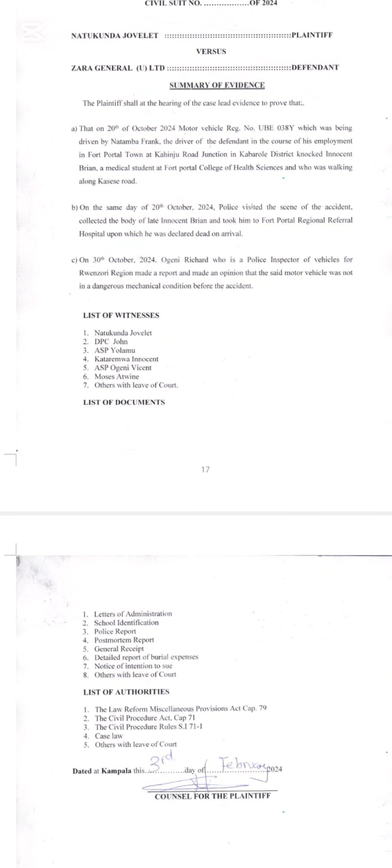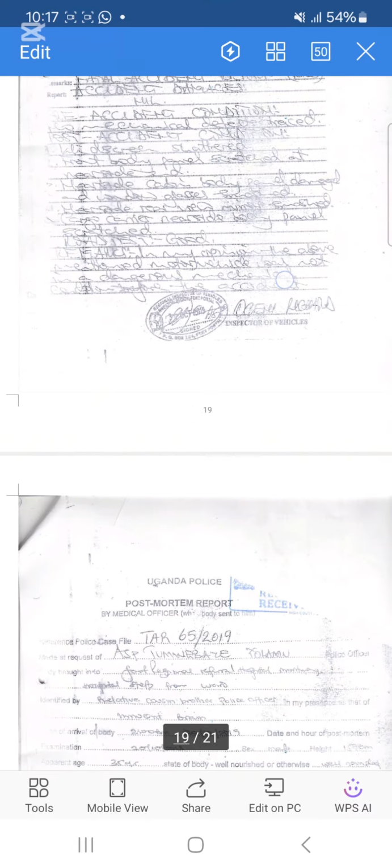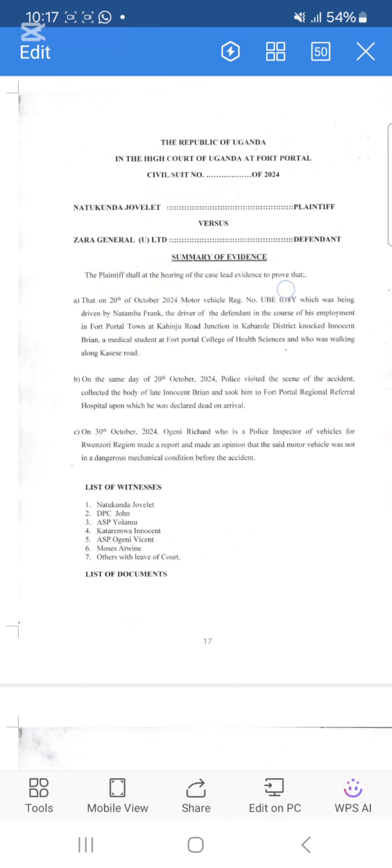And it's supported by a summary of evidence. Summary of evidence always has a list of witnesses, list of documents, and list of authorities, together with the annexed evidence, the vehicle inspection report. We also have the postmortem report annexed to the pleadings. So basically, that's it. I hope this was very helpful.